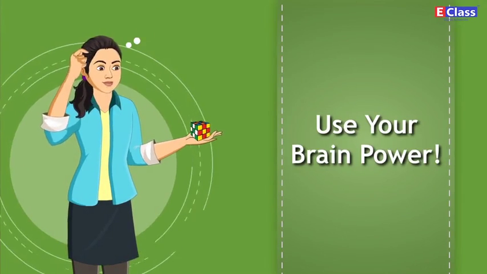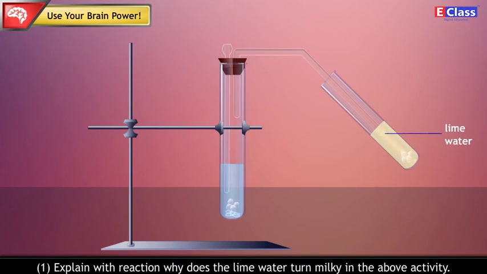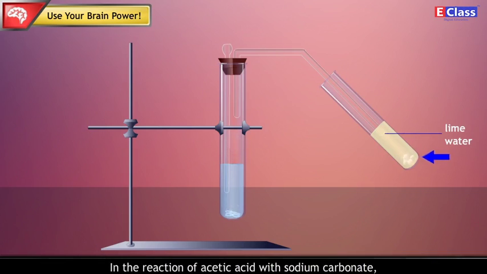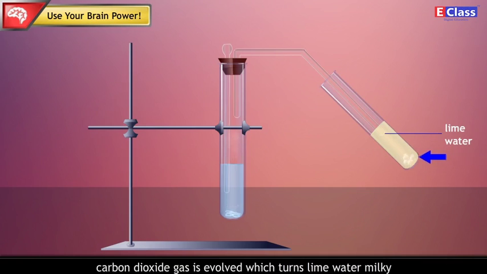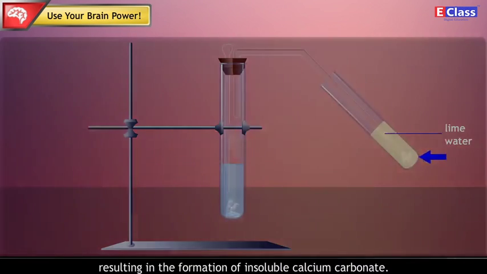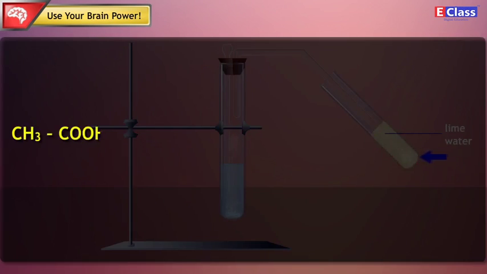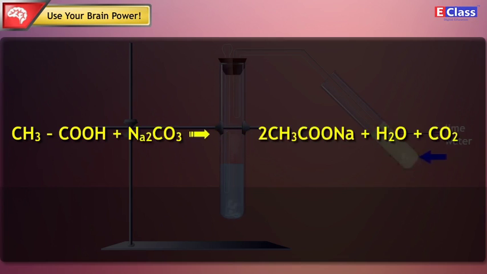Use your brain power. 1. Explain with reaction why the lime water turns milky in the above activity. Answer: In the reaction of acetic acid with sodium carbonate, carbon dioxide gas is evolved, which turns lime water milky, resulting in the formation of insoluble calcium carbonate. 2CH3COOH plus Na2CO3 gives 2CH3COONa plus H2O plus CO2 gas.